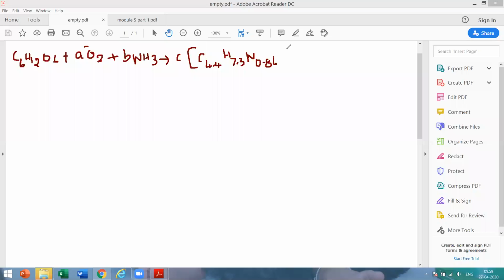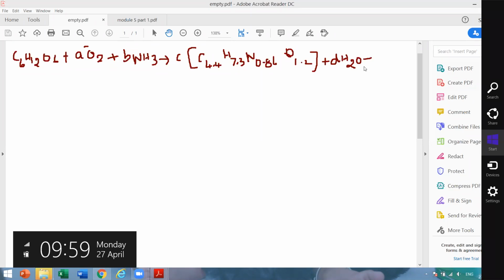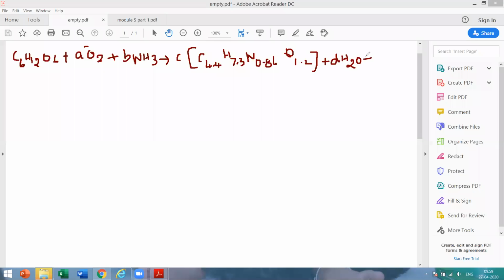N 0.86, O 1.2, plus DH2O plus ECO2. So now first we have to convert how much amount of carbon.